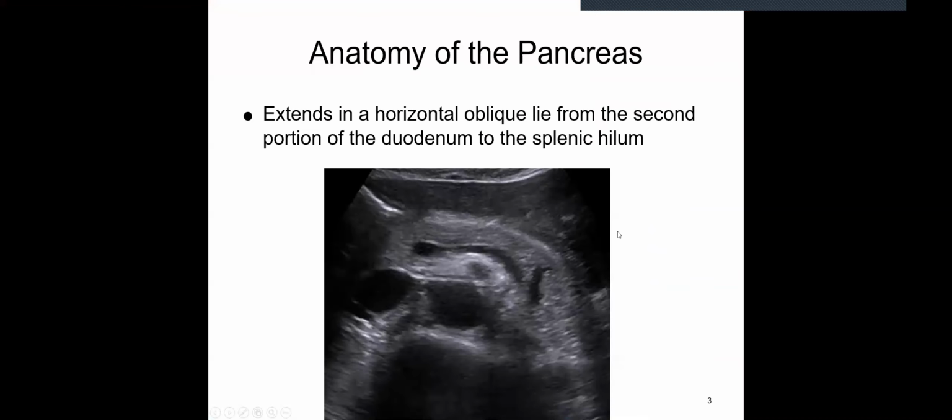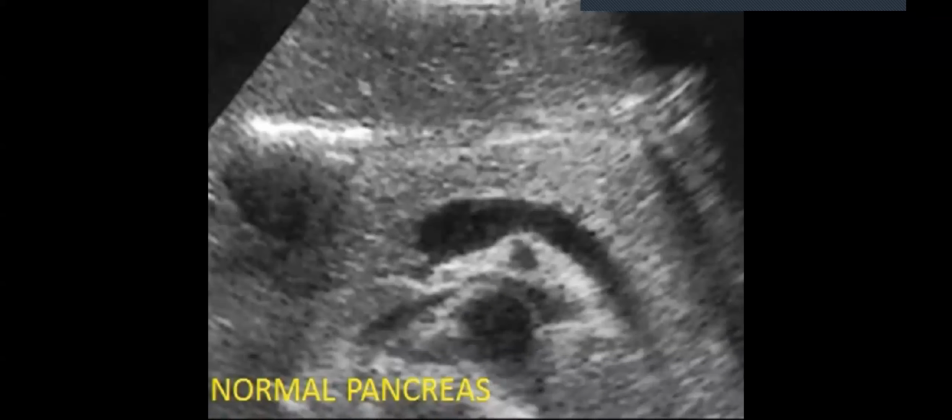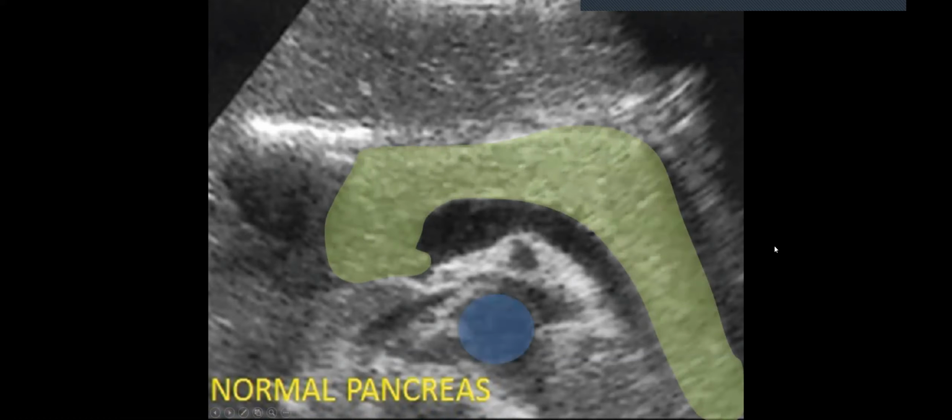Anatomy of the pancreas. Extends on a horizontal oblique line from the side of the spine. Okay. I like doing this in PowerPoints. Kind of helps new students who understandably can't see this at all. It kind of goes back and forth. You're able to see that a little better. So that's the head, neck, body, and tail of the pancreas. There's the aorta and the superior mesenteric artery.